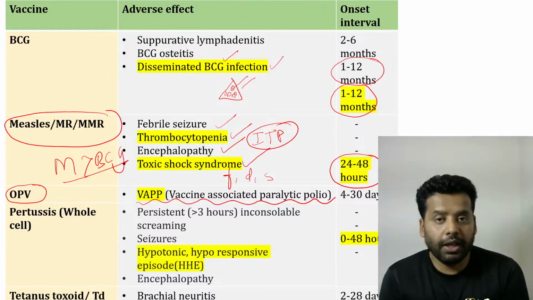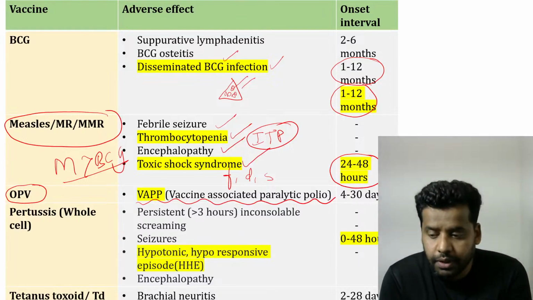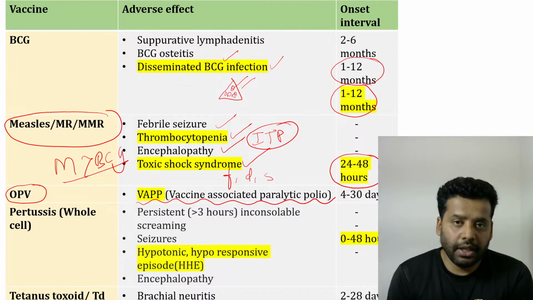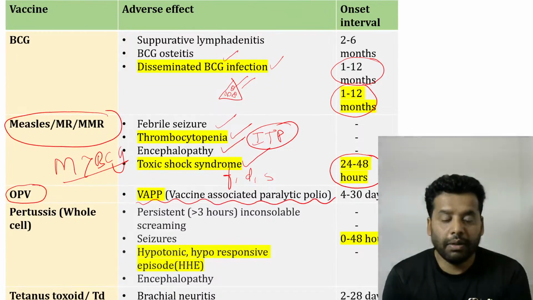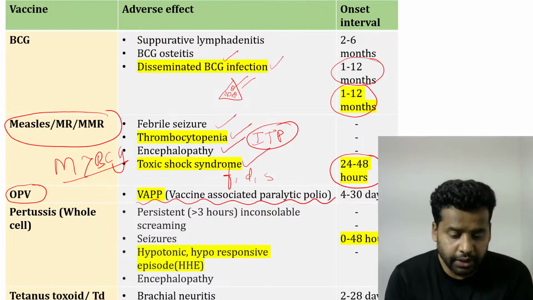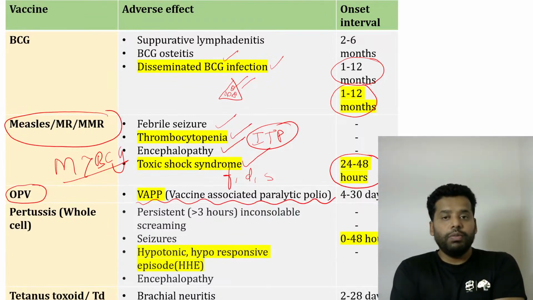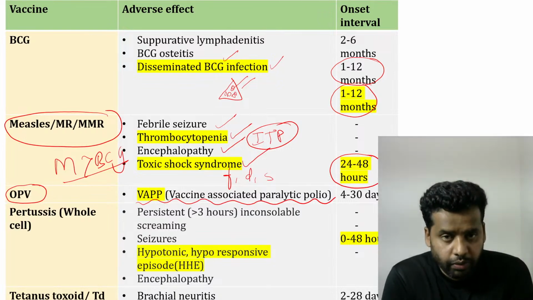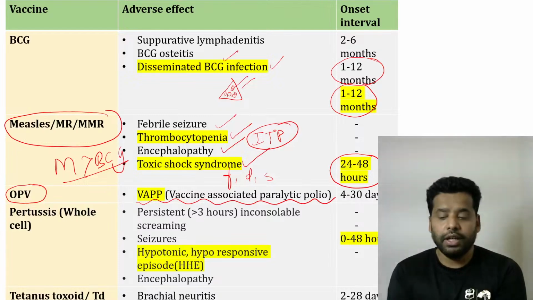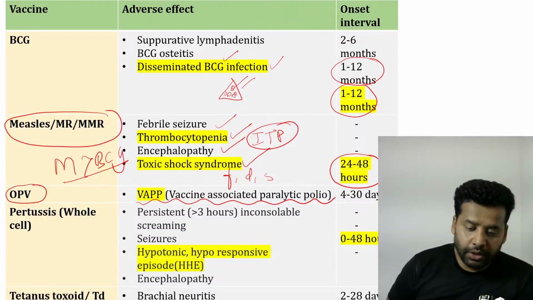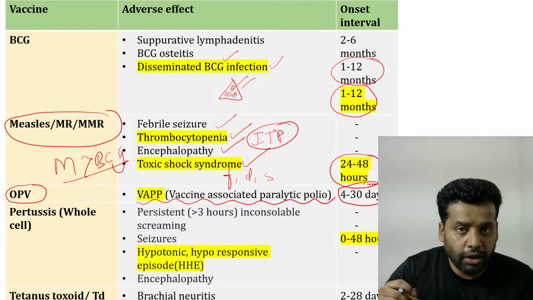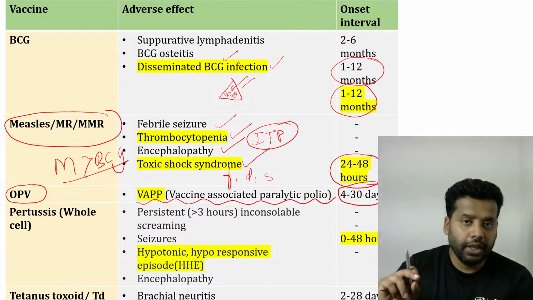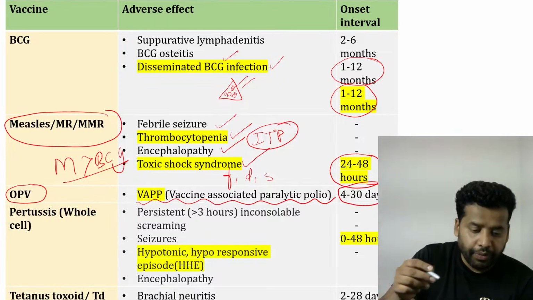Why does it happen? Only when there is congenital immunodeficiency. Usually it will not happen; rarely it will happen when there is congenital immunodeficiency. The question in the exam will be, if you are giving oral polio vaccine today, within how many days will VAPP present? It is 4 to 30 days. Keep this in mind.